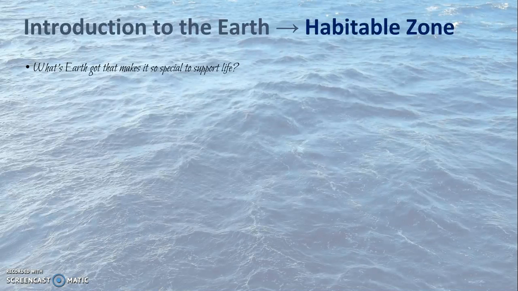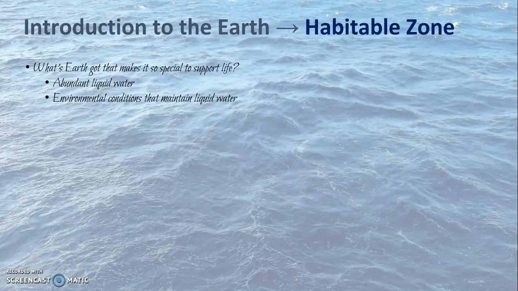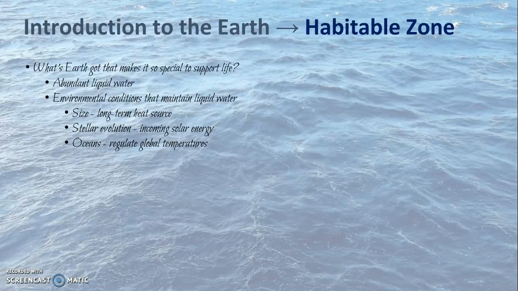So what's Earth got on it that makes it so special to support all of this life? Well, we have abundant liquid water. 70% of our Earth is covered in it. We've got environmental conditions that maintain liquid water, and our size gives us a long-term heat source. We've got incoming solar energy based off of stellar evolution. Our oceans also regulate our global temperatures, so we're not getting a super extreme climate back and forth day to day. The oceans regulate that over time.